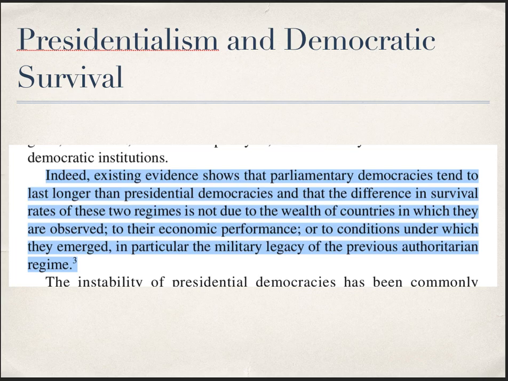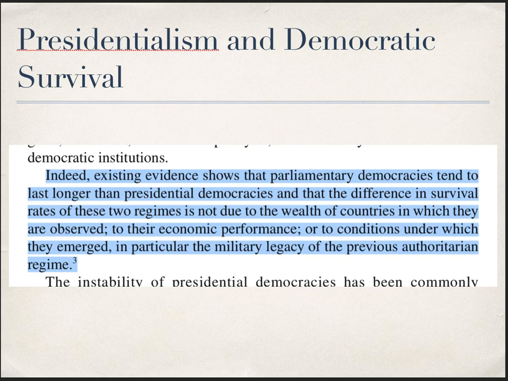And here we go. Indeed, existing evidence shows that parliamentary democracies tend to last longer than presidential, and the difference in survival rates is not due to wealth, so we're controlling for wealth. Remember, he's done his lit review, so we know that there might be reasons that countries collapse other than whether they are parliamentary or presidential democracies. Might be wealth, might be their economic performance, might be their institutional history, might be their military legacy or something like that. No, says Cheboub, I have controlled for all of these things. And in fact, parliamentary systems are just more stable.